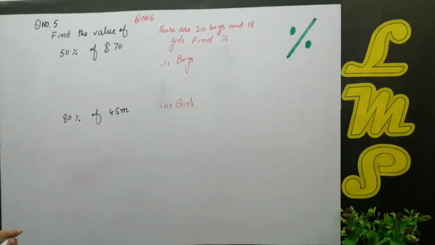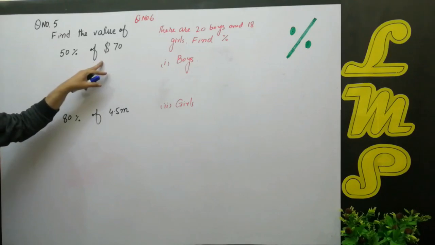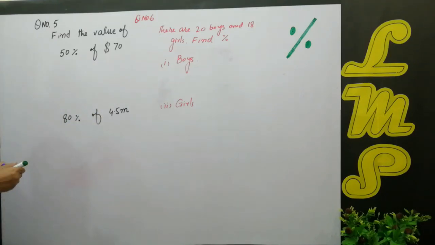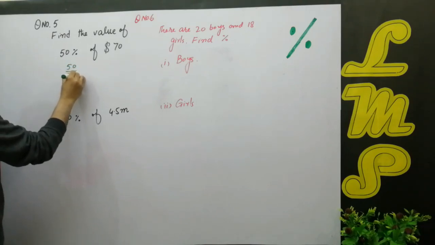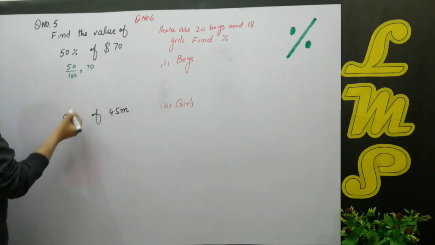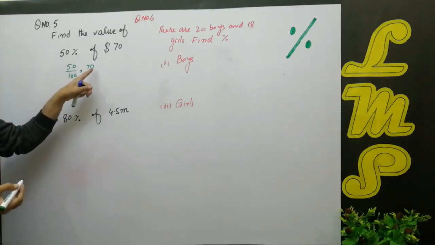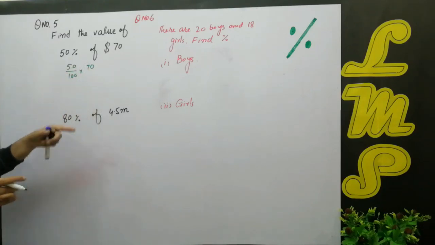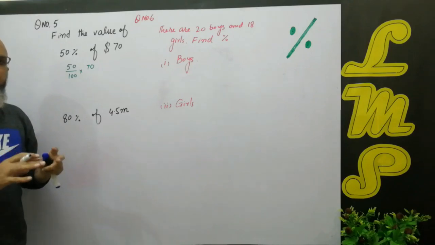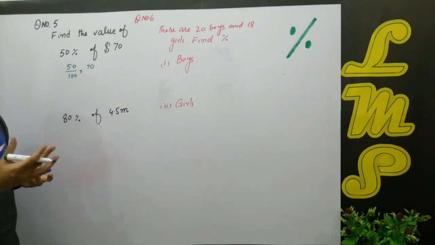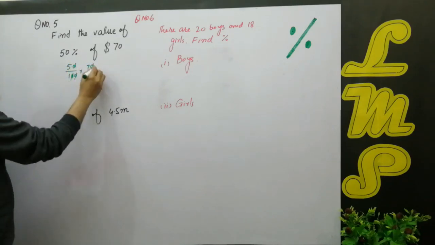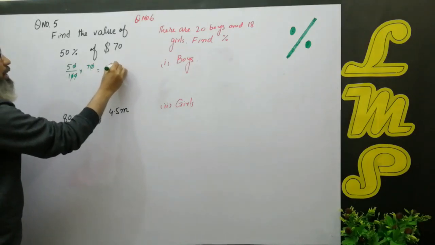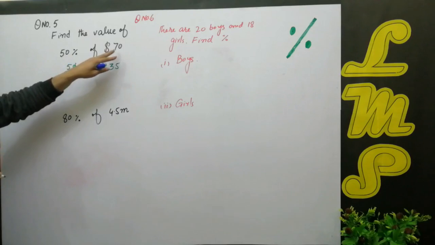In question number 5, you have to find the value of 50% of $70. It's very easy. When we remove the percentage sign, we always divide by 100. So 50 divided by 100 times 70, right? It's a very easy calculation. You can multiply or divide. As I told in the previous lecture, every student has their own method to calculate the values, so it's up to you which method you find easy. 0 cancels with 0, 0 cancels with 0. It's very easy. So your answer is $35. That is 50% of 70.